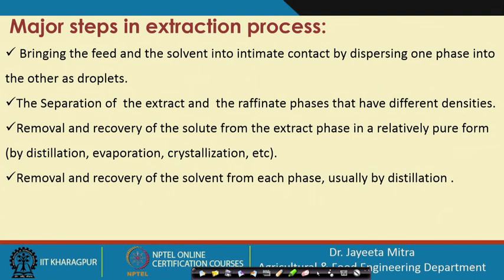Then comes the removal and recovery of the solvent from each phase, usually by distillation. Each phase in the sense, when we perform liquid extraction, the liquid used as a solvent has higher affinity to a particular solute component and will extract that component into it, which comes out as the extract. And in the raffinate also some amount of the solvent will get mixed, as happens in the leaching process. So, from both phases, solvent has to be evaporated.